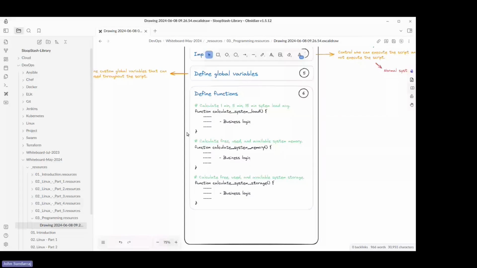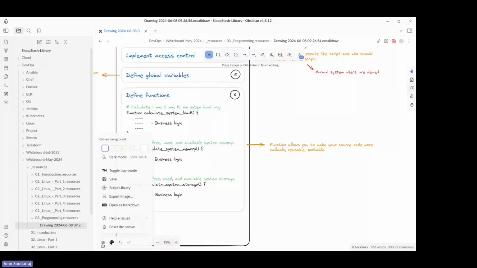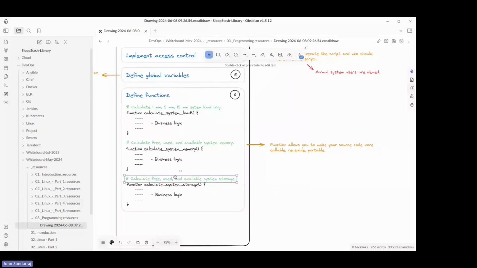Now, I'm giving the explanation for this. How do I interpret what a function is? Functions allow you to make your source code more callable, reusable, modularized, and portable. Callable, reusable, portable: three words you need to remember. This is the advantage of writing things in functions. I'm not talking about object-oriented programming, just plain function writing. When you write it like that, your code becomes callable, reusable, and portable. These three things are very important.